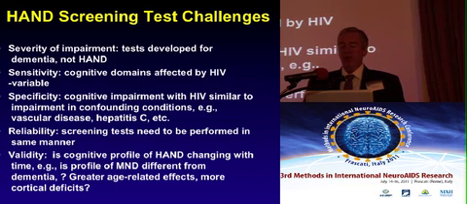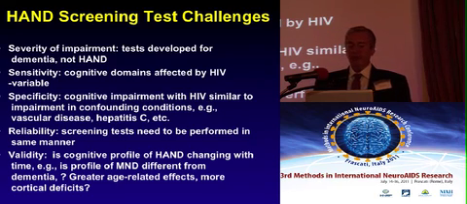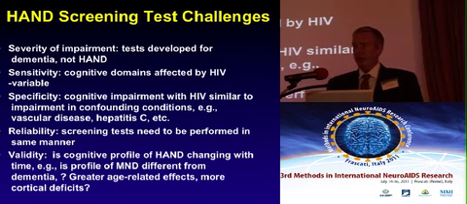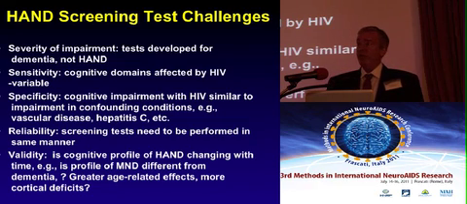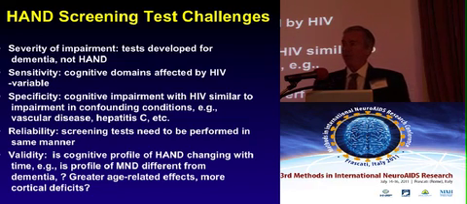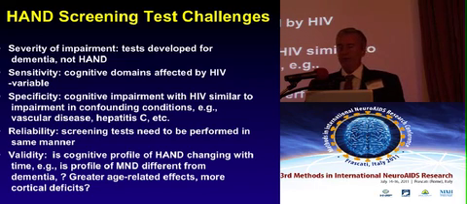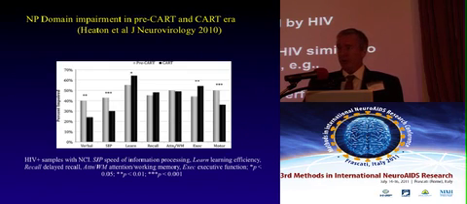Specificity is also an issue. Cognitive impairment with HIV is similar to impairment seen in confounding conditions, such as vascular disease, or as I already alluded to, hepatitis C co-infection. Reliability is also key. These screening tests need to be performed in the same manner with every patient, and training is absolutely essential. And validity is also important. Is the cognitive profile of HAND changing with time? For example, is the profile of mild neurocognitive disorder different from that of dementia? Are we seeing greater age-related effects or more cortical deficits?